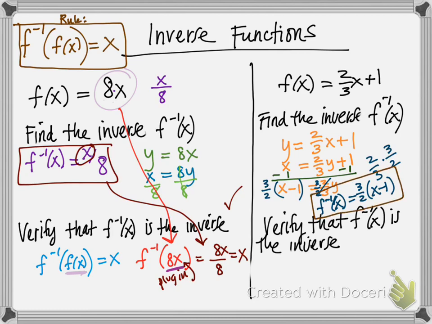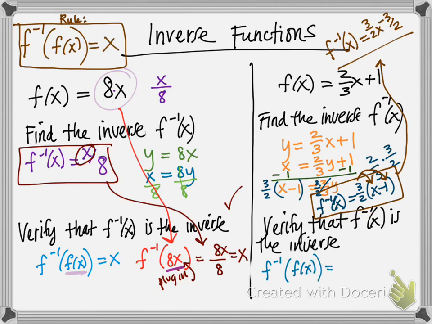And there's actually another way to write that. I'm going to write that up here. If I distribute the 3/2, 3/2 times x is 3/2 x, and 3/2 times -1 is -3/2. So that's a second way to write the inverse. So if this is true, then I'm going to use the rule f inverse of f of x is equal to x. So how do I show this?